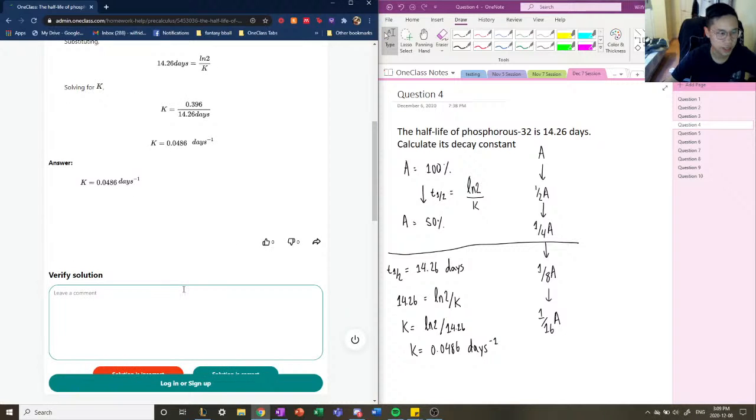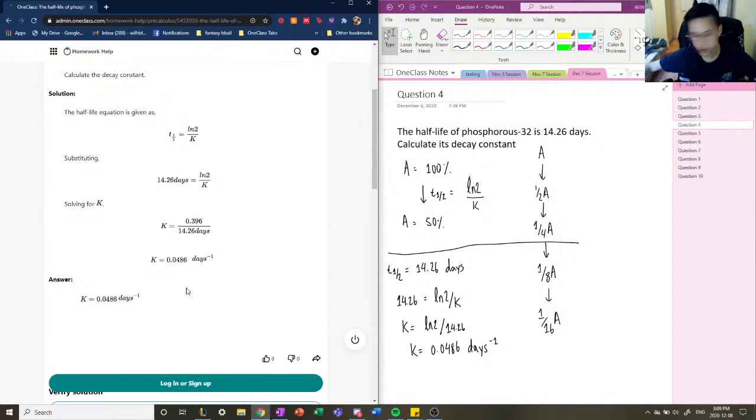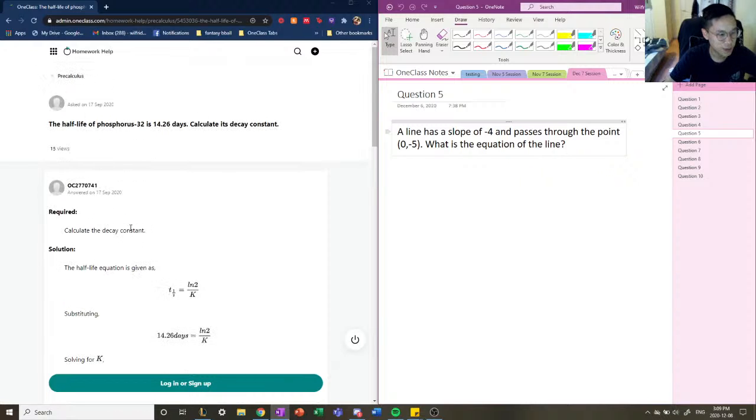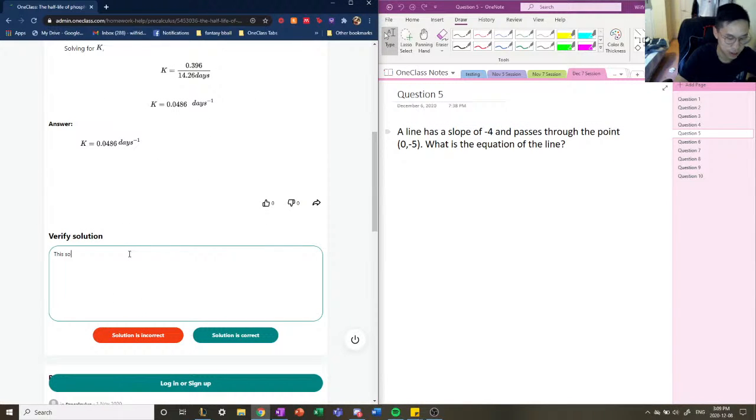So this solution is correct. Let me just check the math real quick, just to make sure that nothing is sketch. So 0.3, so 1 of 2. Okay, that equals that, divided by 14.86, or 26. Yeah, so he rounded to 4 decimal places, which is correct. Okay, so that's correct. All right, moving along to question number 5. All right, so back to regular math. Let me just say this solution is correct. Good work.